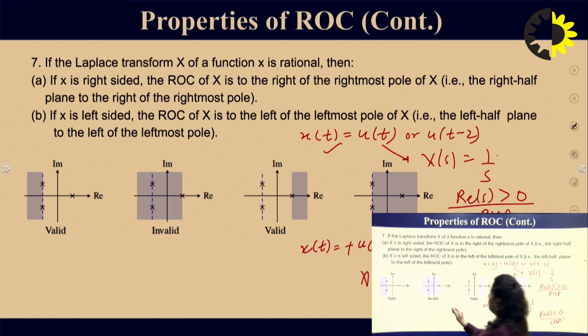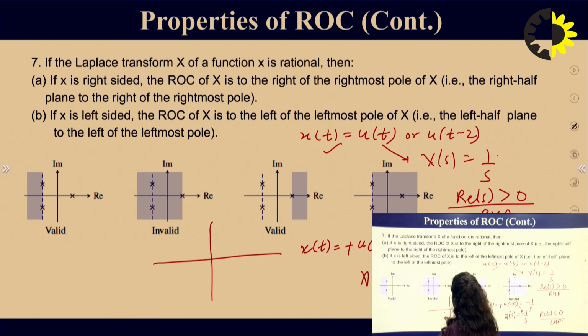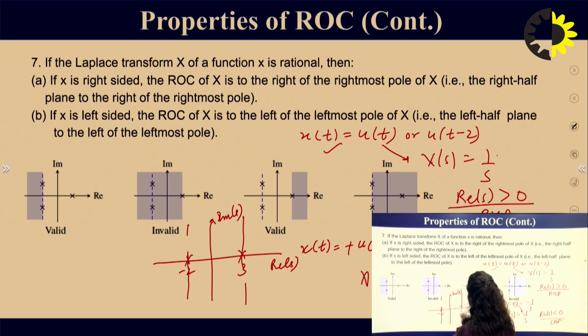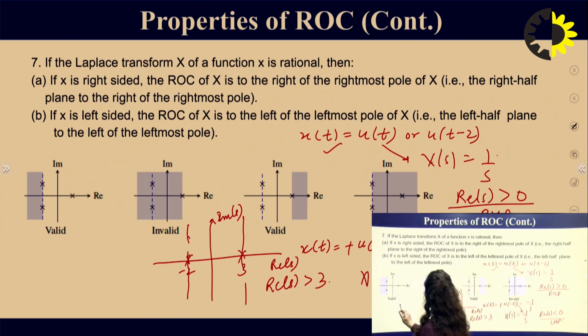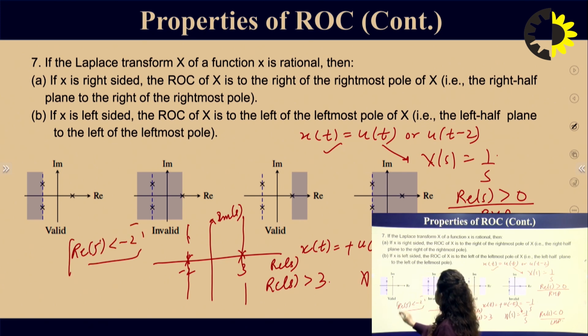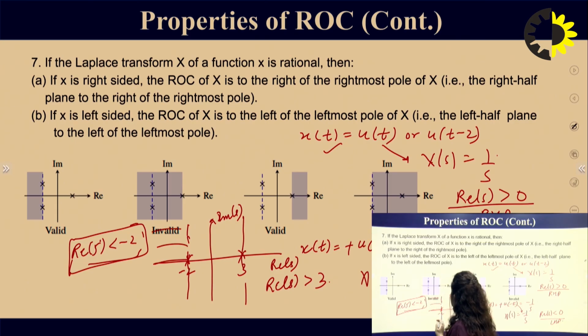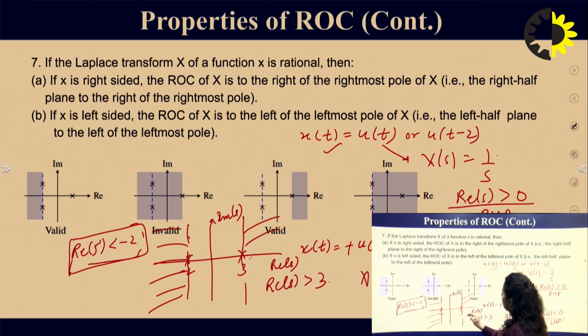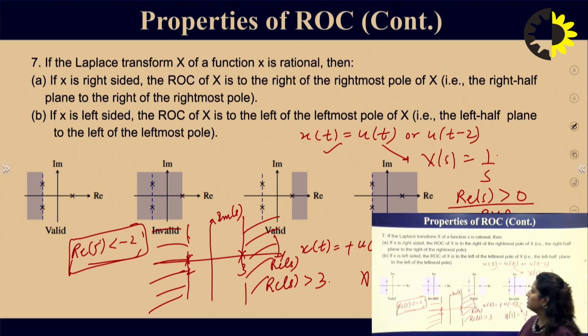Suppose there are two poles existing, here at minus 2 and here at 3, and the dotted lines: this is real of s and this is imaginary of s. For both cases, we have the right of the rightmost pole, for the right sided signal, so the ROC will be real of s greater than 3. Similarly, for left of the leftmost pole we have real of s less than minus 2. So this portion is for the left of the leftmost pole, and this portion is for the right of the rightmost pole.